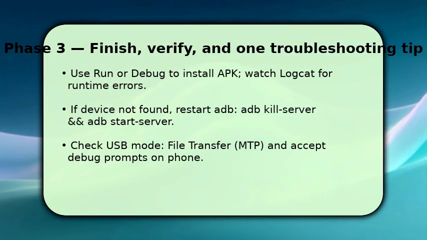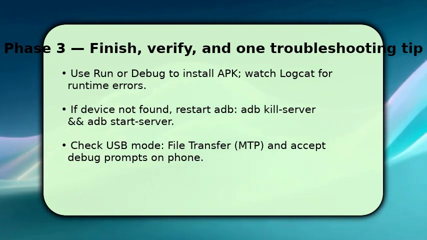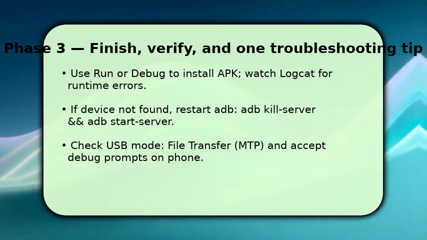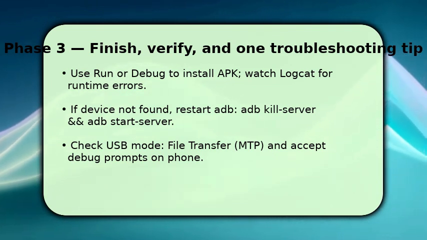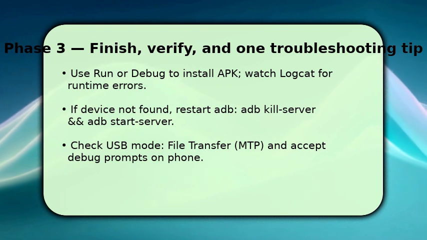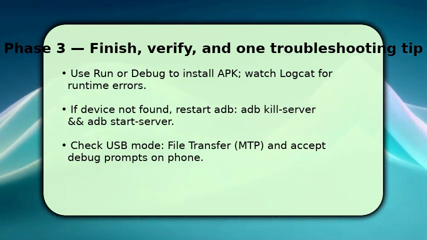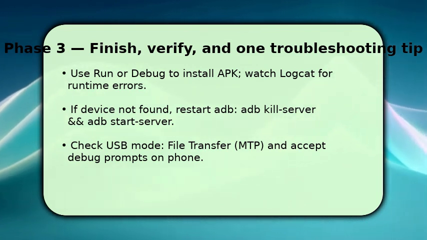Finally, deploy. Press run or debug and Android Studio builds and installs the APK to your phone. Watch Logcat for runtime errors and stack traces. If the device disappears, restart ADB with adb kill-server and adb start-server, then reconnect. This often fixes stubborn connections.